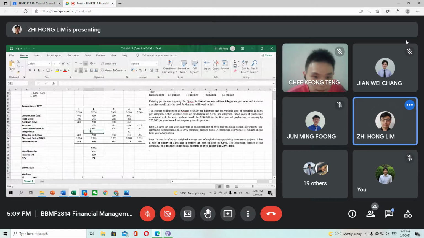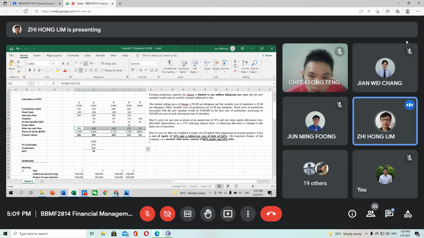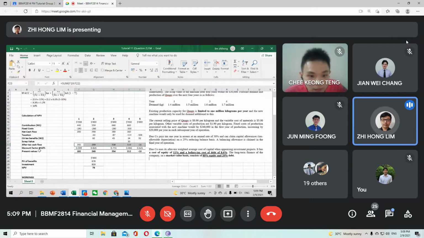30%. So it's minus 60, minus 87, minus 114, and 108. After that is the answer for the capital allowance tax benefits. And we put in the scrap value also, and after tax cash flow. Then after that, we use the discount factor of 10%. We can find the present value given.